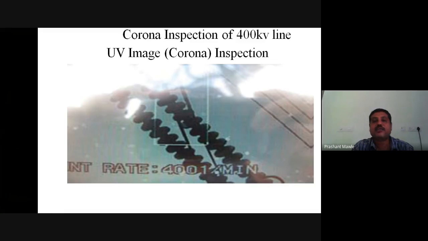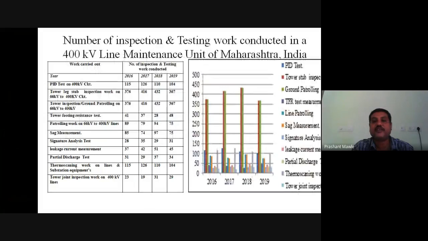So here, the inspection and testing work done by a 400 kV line for Maharashtra units is shown. Here, the testing for the years 2016, 2017, 2018, and 2019 is shown, and accordingly the graph indicates the number of inspection works and testing works carried out on a 400 kV line.